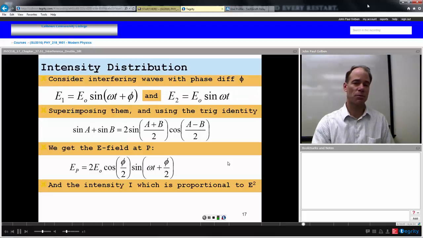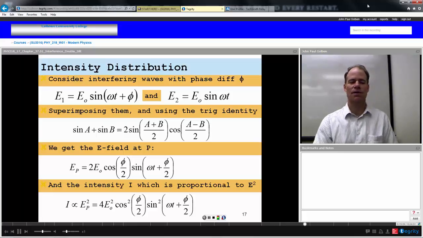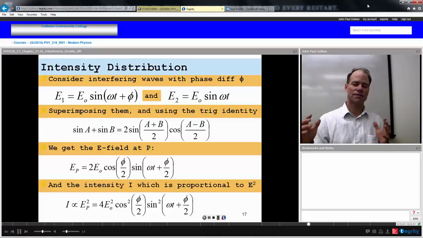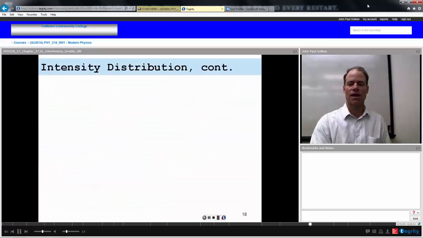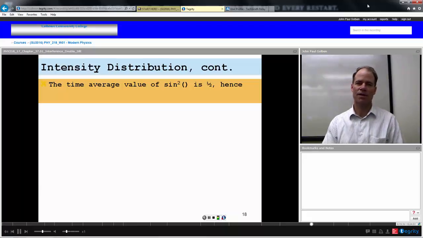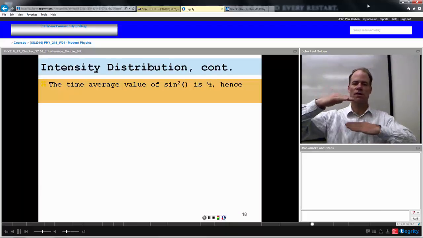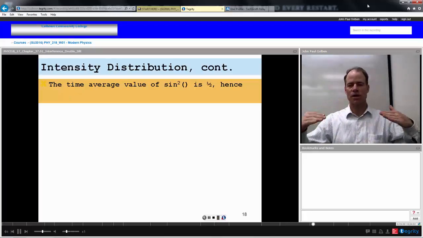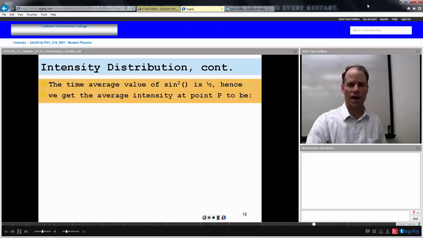The intensity is proportional to the amplitude squared. We know that from chapter 34. So the intensity will be proportional to this E amplitude squared, 4 E naught squared, cosine squared phi over 2, sine squared omega t plus phi over 2. But the omega t sine function is varying as a function of time. If we square the sine function as a sinusoidal varying in time, the average of that is equal to 1/2, because it's really bounded between 0 and 1 for the square of the sine function. The average is right in between, right in the middle at 1/2.